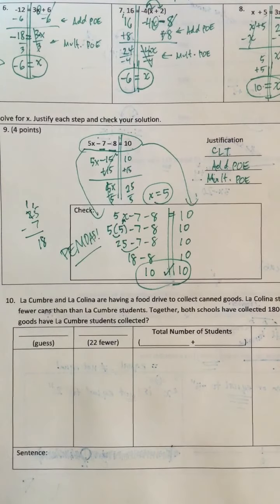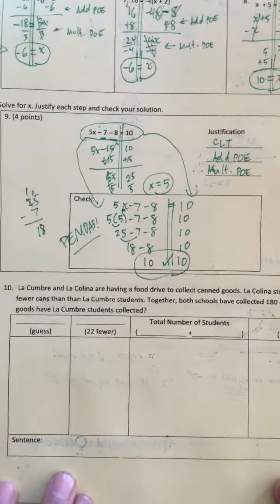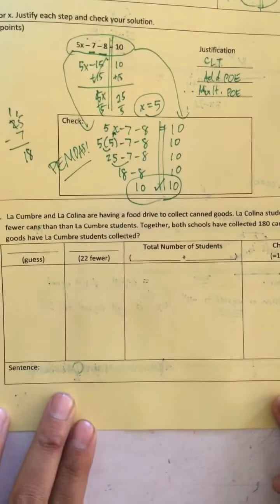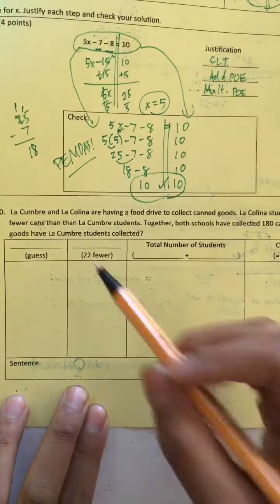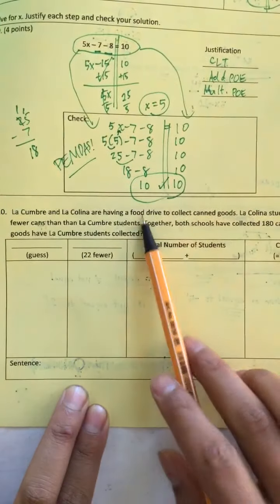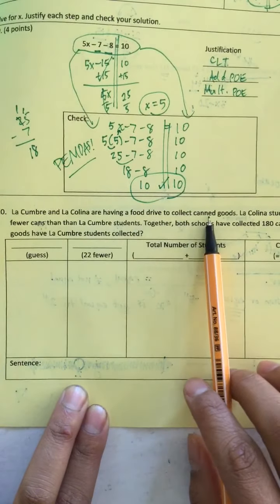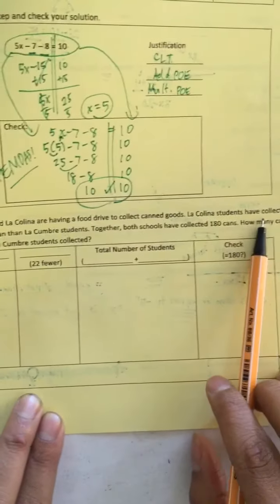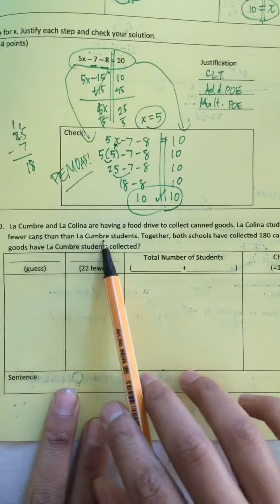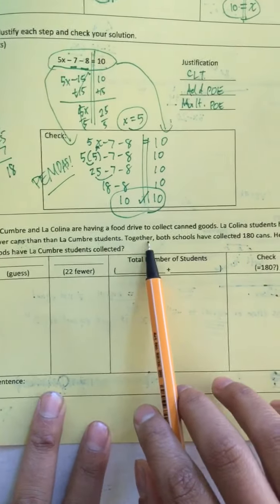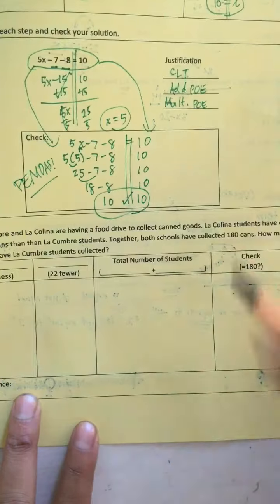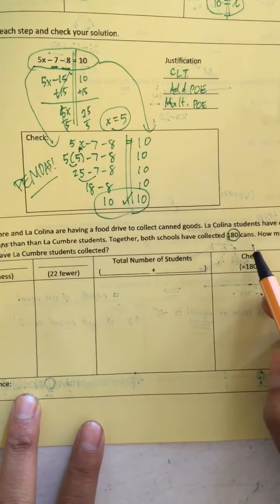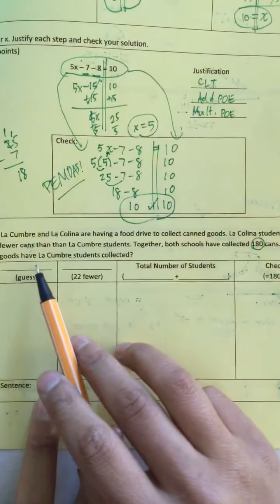Okay. Last problem. This is worth 5 points. Okay. So we have La Cumbra and La Colina. They're having a food drive to collect canned goods. La Colina students have collected 22 fewer cans than La Cumbra students. Together, both schools have collected 180 cans. How many canned goods have each collected?